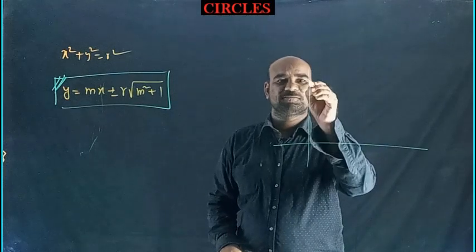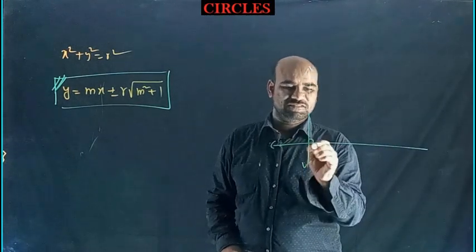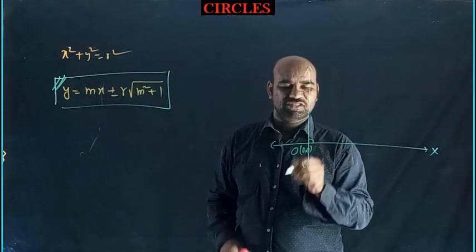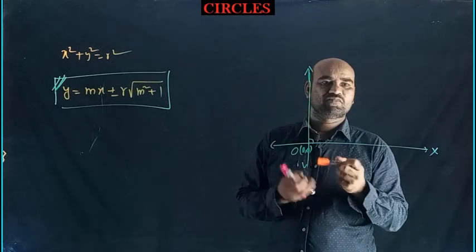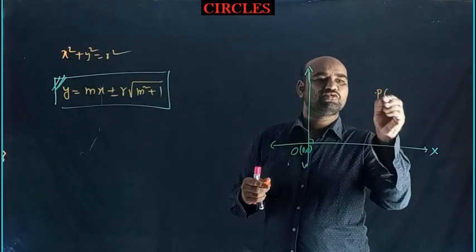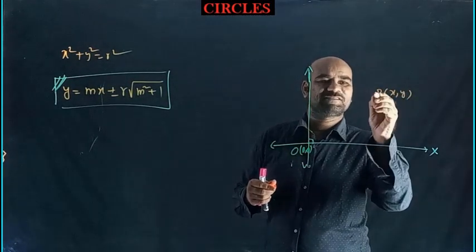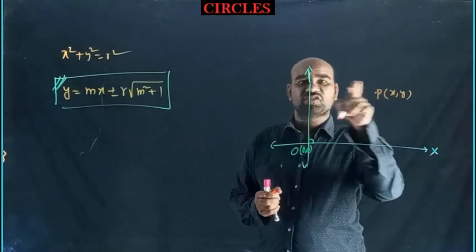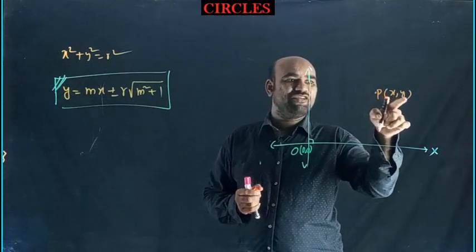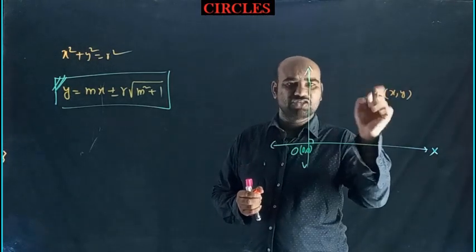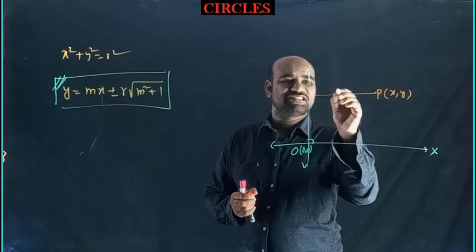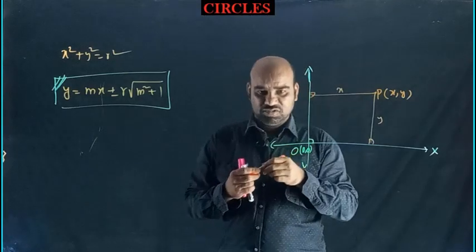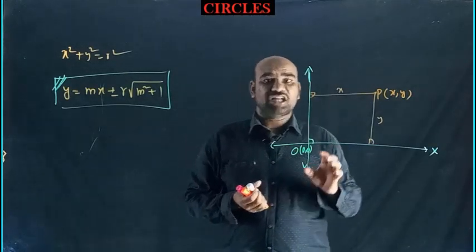This is the y-axis, this is the x-axis, and the origin, its coordinates are taken as 0, 0. P is a point whose coordinates are small x, small y. So you can say that this point is x units from the y-axis and y units from the x-axis. Just assume that the point is in the first quadrant. This is x, this is y. Now, transformation of axis.